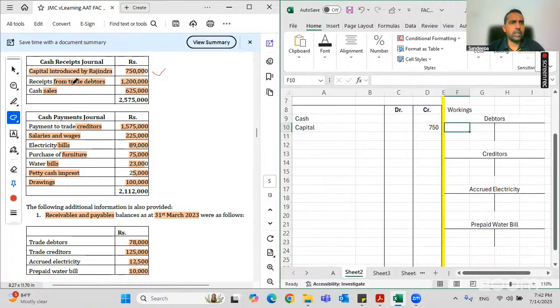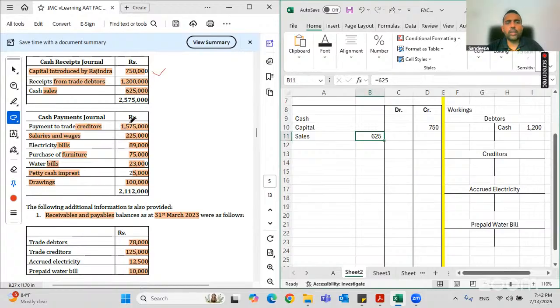Then what they are saying, receipt from the debtor 1.2 million. When you receive, debited to cash, credited to debtor. So let me put that as cash 1,200. Then cash sales, debited to cash, credited to sales. Since the credit sales are also there, I'm not going to put the figure here, it's in the trial balance items.